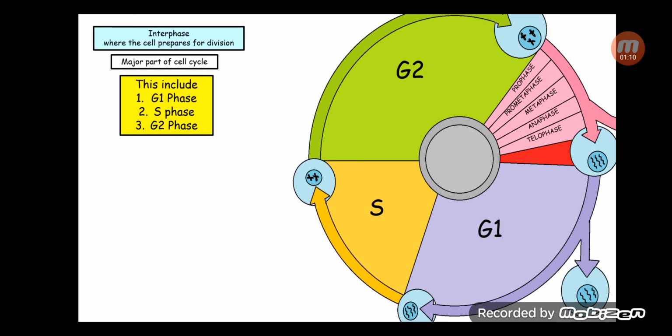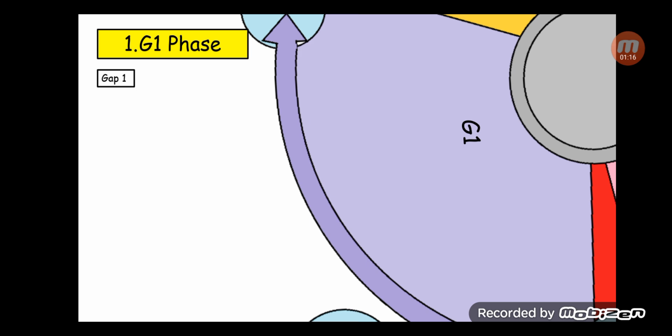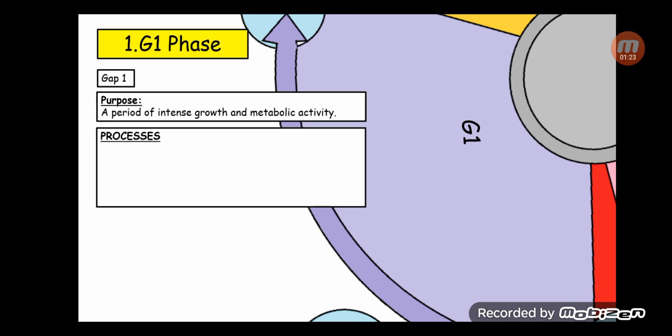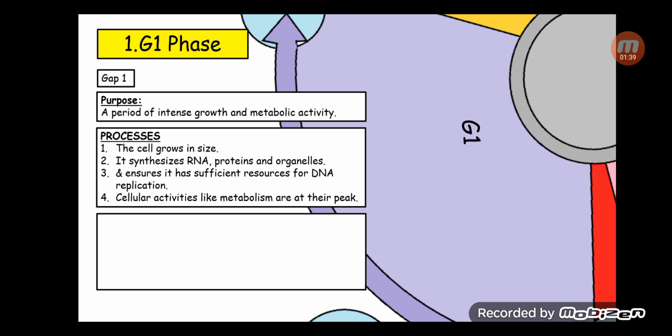Let's start our discussion with interphase, and the first stage of interphase is G1. G1 phase is also called gap 1 phase. It is a period of intense growth and metabolic activity. The processes that happen during G1 phase are the cell grows in size, it synthesizes RNA, protein and organelles and ensures it has sufficient resources for DNA replication. Cellular activities like metabolism are at their peak at this stage.